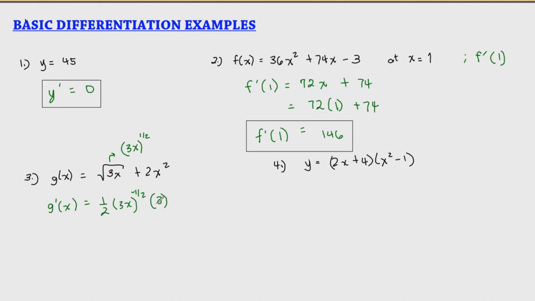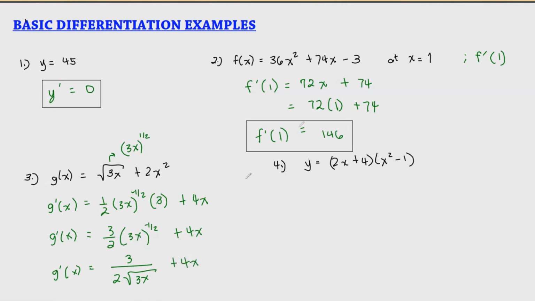So we have 3 here, and then for the next one we have 4x. So the derivative of these would be equal to 3/2, and then 3x raised to negative 1/2 plus 4x. This is already the answer. You can rewrite this as something like 3/2 over the square root of 3x, and then plus 4x. It can be written something like this, so any of these will do.